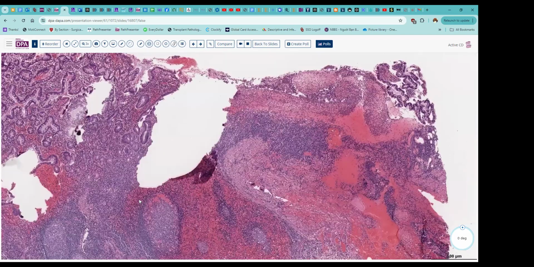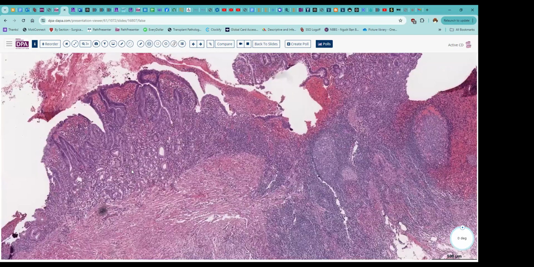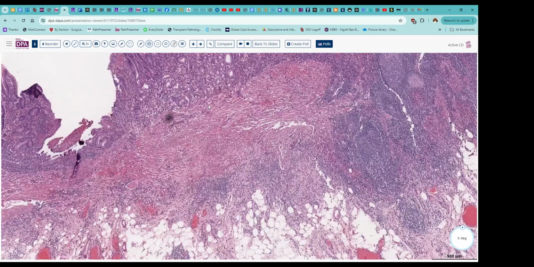We can see nice glandular distortion, variability. We see ulcer debris. So there's active ulceration and the regenerative architectural changes. Again, we see the chronicity here with the thickening of the muscularis mucosa.